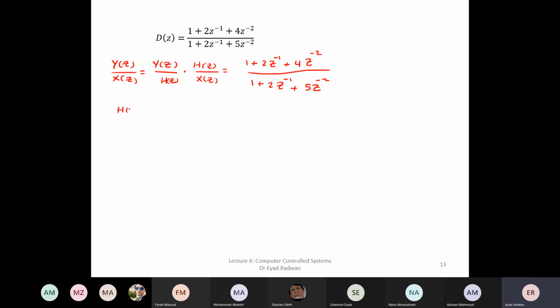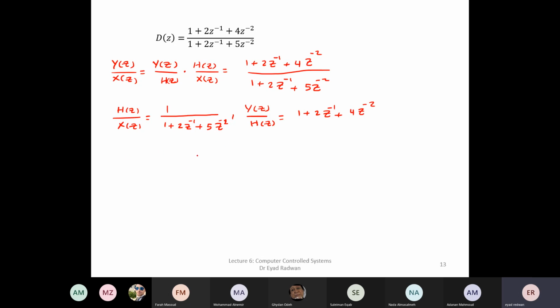So I will take h of z over x of z equal to 1 over 1 plus 2z inverse plus 5z to power minus 2. And the second term, I will take y of z over h of z equal to 1 plus 2z to power minus 1 plus 4z to power minus 2. Then I have split the terms into two.